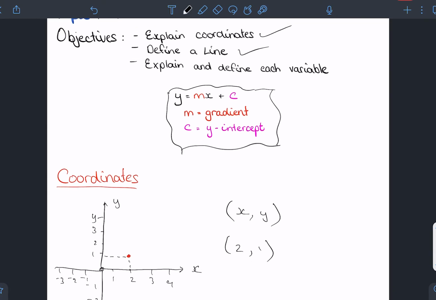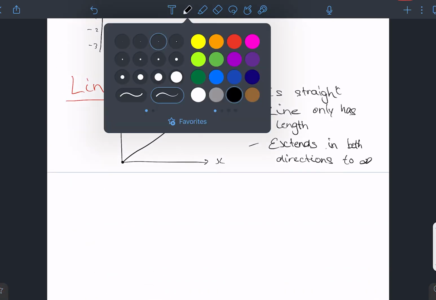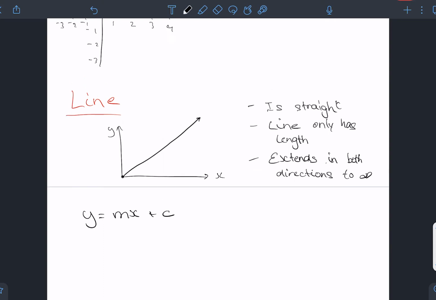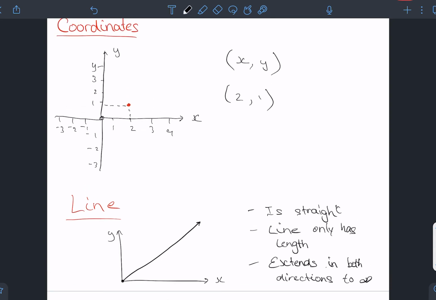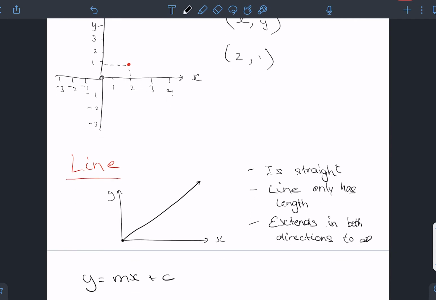Finally, let's look at this formula, y equals mx plus c, and define each one of its variables as well. All right, so let's rewrite this formula right here. y equals mx plus c. So remember that when we discuss coordinates x, y, we're seeing the same thing in our formula. y corresponds to where on the y-axis, and x corresponds to the x-axis.